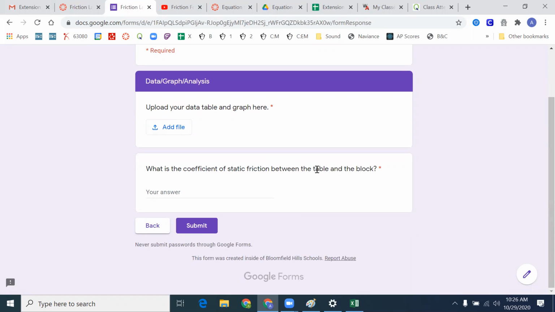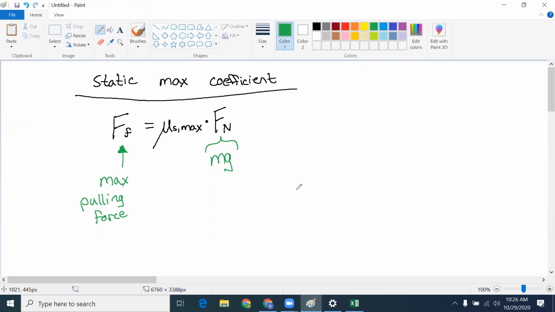The coefficient of static friction is what you're going to determine, and the rest of this video is going to show you how you would determine that. So essentially, you're using the friction formula, which says force of friction equals the coefficient times the normal force. Since this is conducted on a flat table, the normal force is mg. Remember, you must convert the mass in grams to kilograms. To do that is very simple.